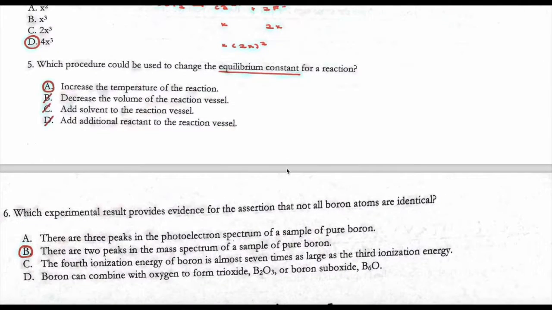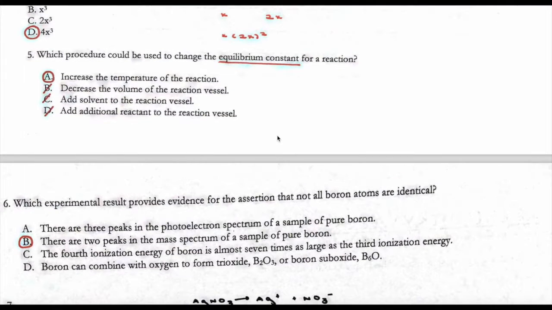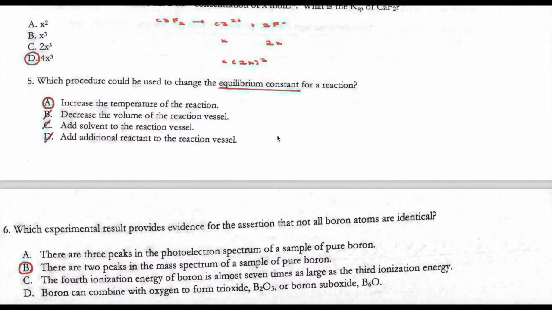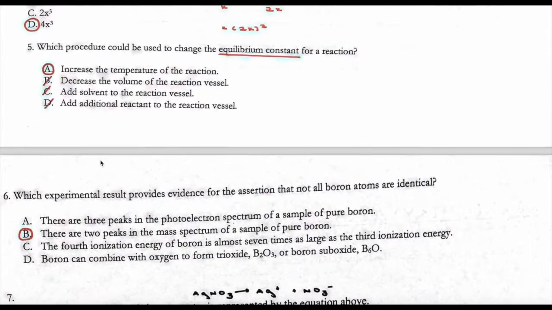For 5, it says which procedure could be used to change the equilibrium constant for a reaction. Remember, the only thing that can change an equilibrium constant is changing temperature. And so the only one of these options that involves temperature is A.